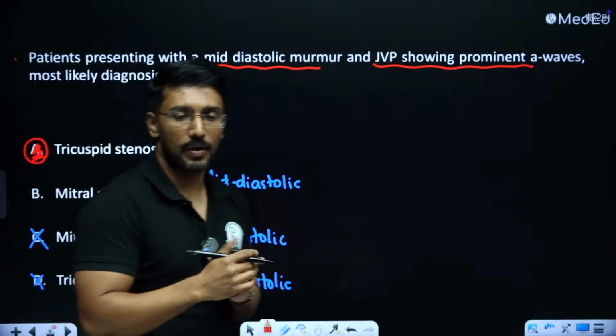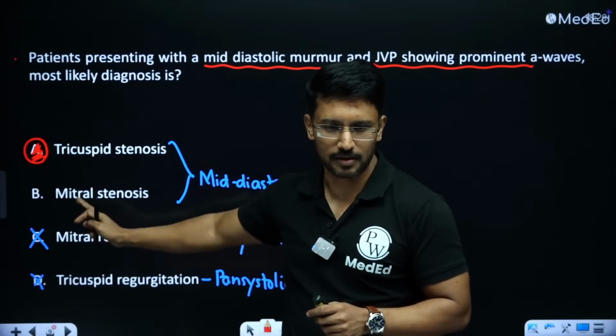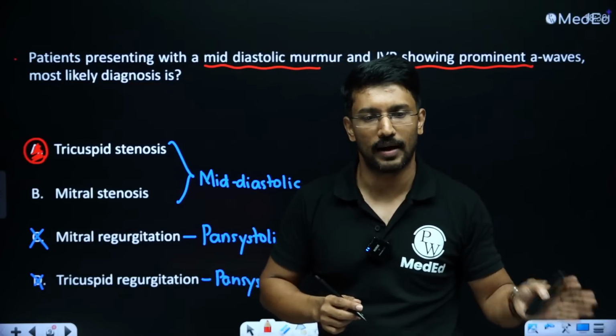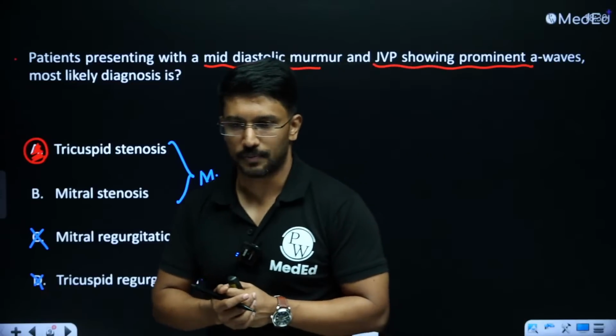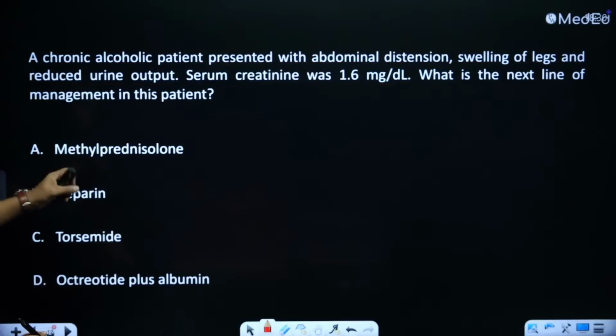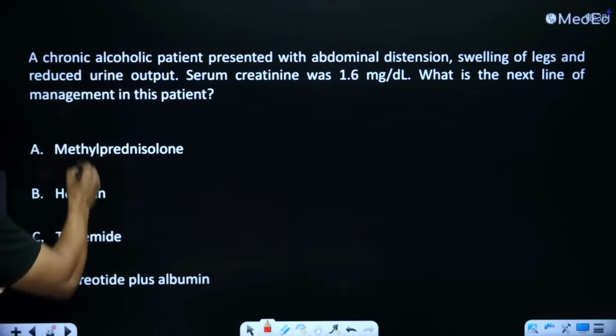If it is a multiple right answer question, then you can choose both A as well as B, because mitral stenosis can eventually lead to pulmonary hypertension and thus eventually will have prominent A waves as well. Okay, so that's about this question. Now let's move to the next question. Okay, so here we are dealing with a chronic alcoholic patient.